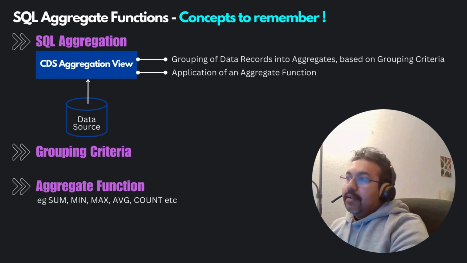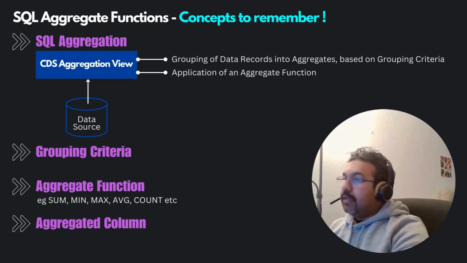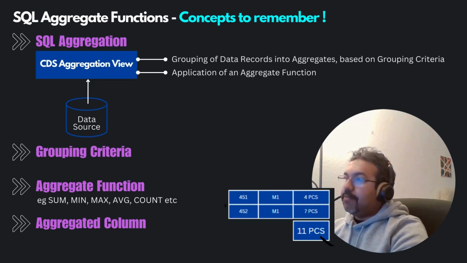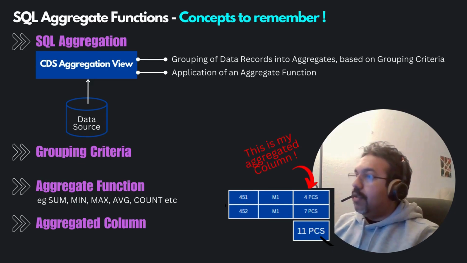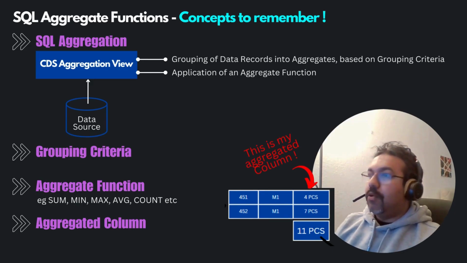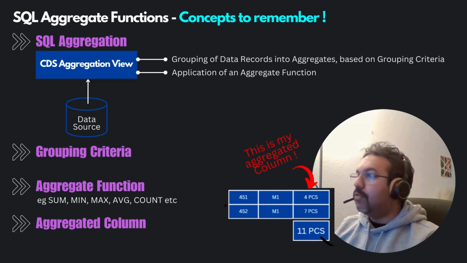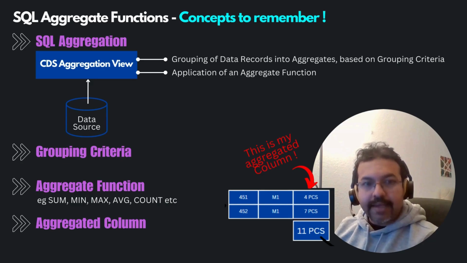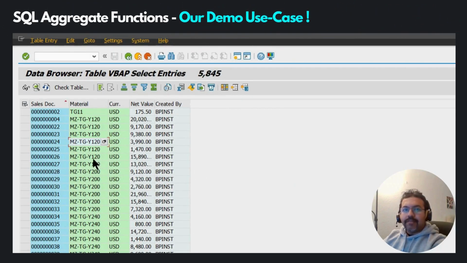And finally, we should also know the concept of the aggregated column. In our example, we had applied the sum function on the ordered quantity column, right? So the ordered quantity column is the one that was being aggregated, and so we refer to it as the aggregated column. Now let's try to implement some aggregate functions.